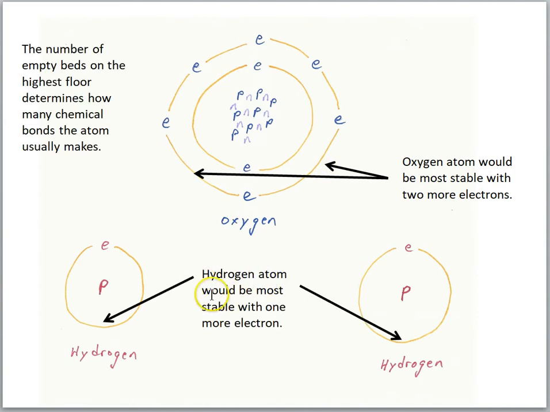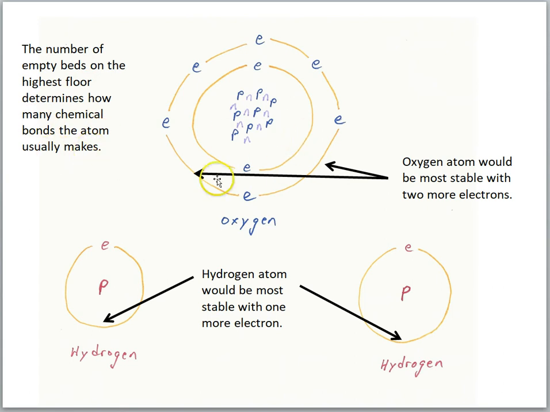The hydrogen atom would be most stable with 1 more electron. You'll recall the first floor of the hotel has 2 beds. So the hydrogen, in a sense, is ready to accept another electron. So remember, the number of empty beds on the highest floor determines how many chemical bonds the atom usually makes.